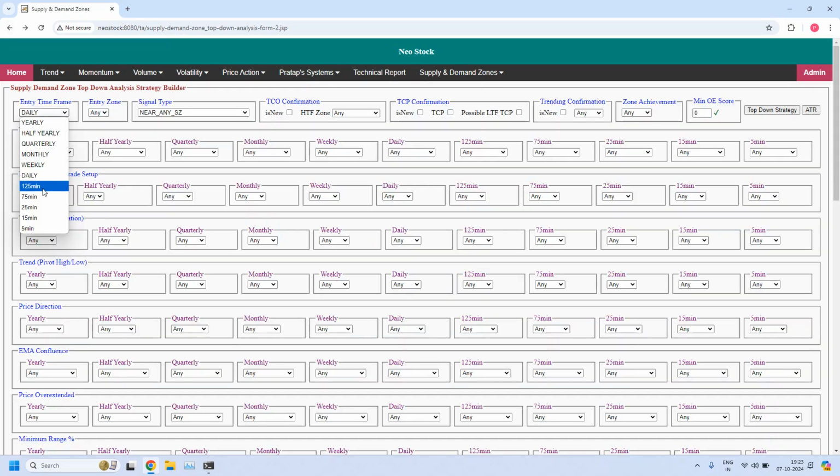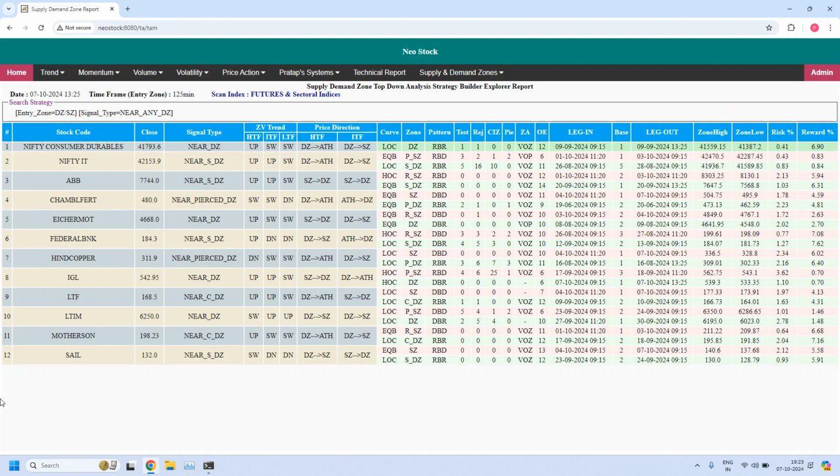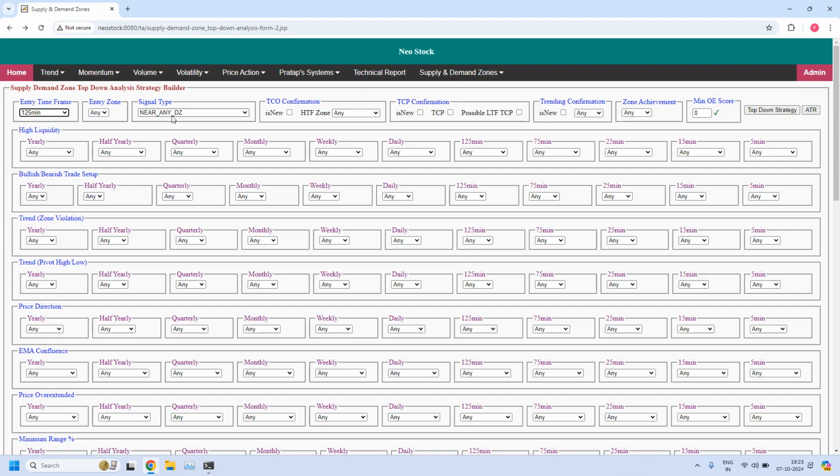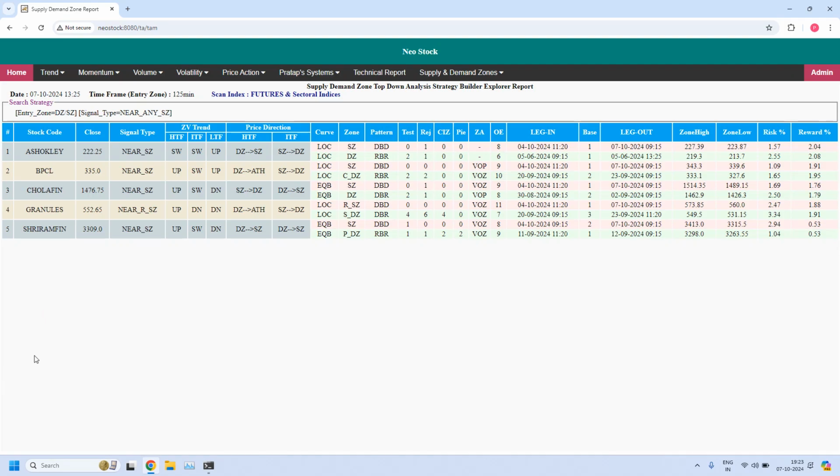Okay, next time frame is 125 minutes. Let us find the stocks near 125 minutes demand zone. 12 stocks are filtered. Next, for 125 minutes time frame, let us find the stocks near 125 minutes supply zone. 5 stocks are filtered.